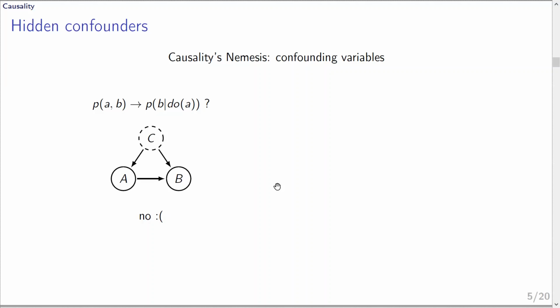So in that case, you only have the observational distribution on A and B. And do calculus tells you, no, there is no way that you can fix this. There is no way that you can close this path. So there is no way that you can recover a causal relationship.